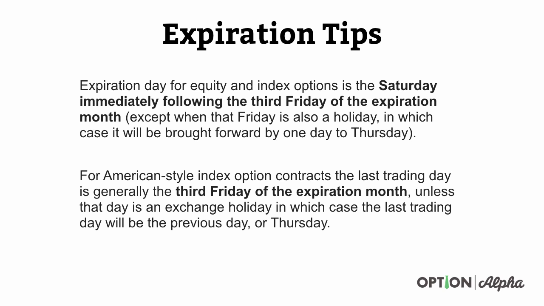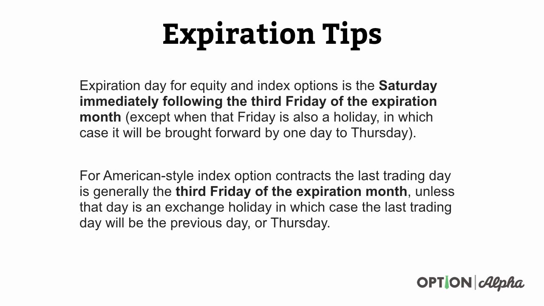So a couple little quick tips before we get into the exercise and assignment process for options. Again, expiration day for equity and index options is the Saturday immediately following the third Friday of the expiration month, except obviously when Friday is a holiday, in which case it is brought forward one day to Thursday. Okay, so again, you can check our calendar that we have, it's always there. But actual options expire on Saturday. The last day they can trade is Friday.